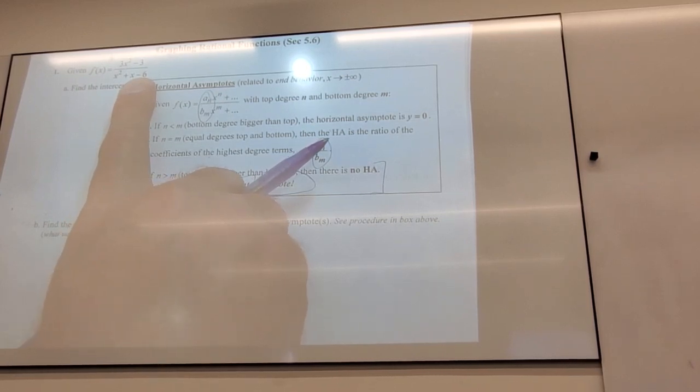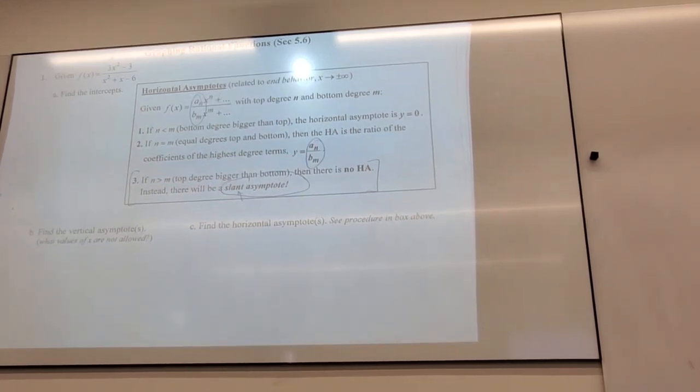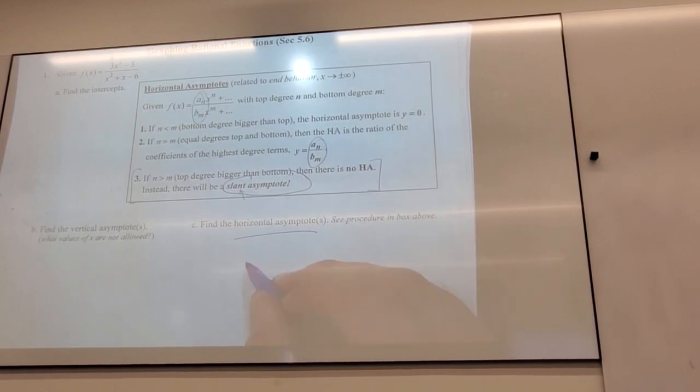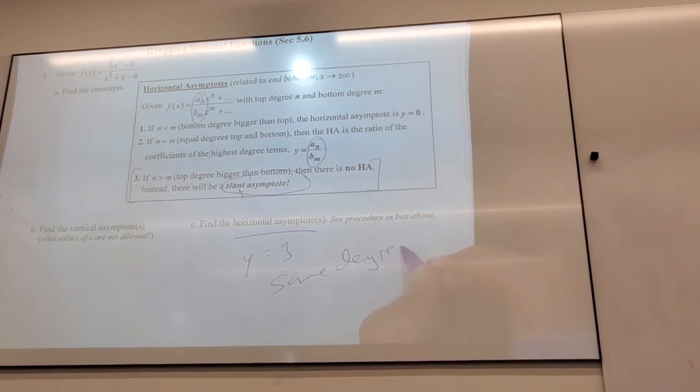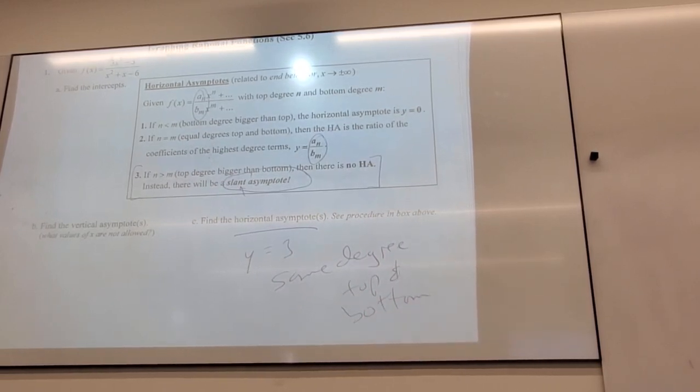They're both the same. So can anybody just eyeball what the asymptote's going to be? 3. Yeah. So the horizontal asymptote's going to be 3, same degree, top and bottom. I'm going to do this once. I'm going to show you a slightly more technical way.